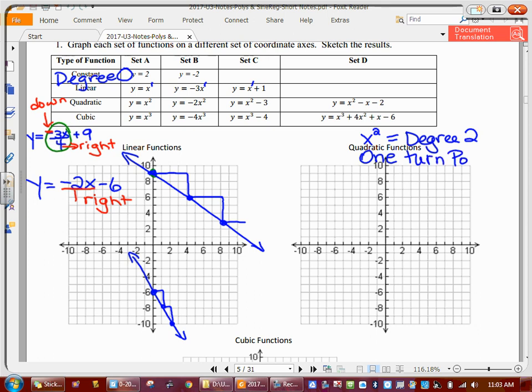If there's a turning point, that means the range has a boundary. So one turning point, so the range has a restriction. The x value does not. The domain does not have a restriction, only the range because of the turning point.